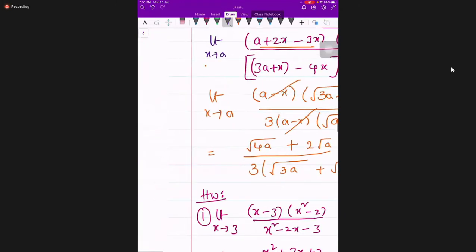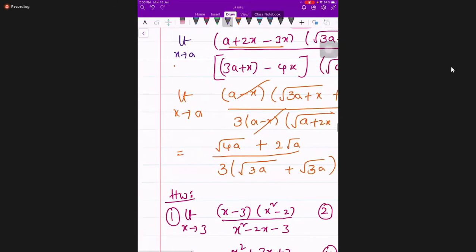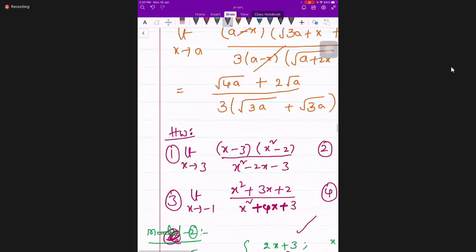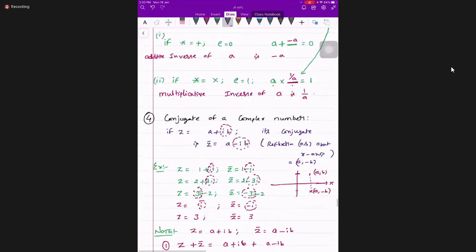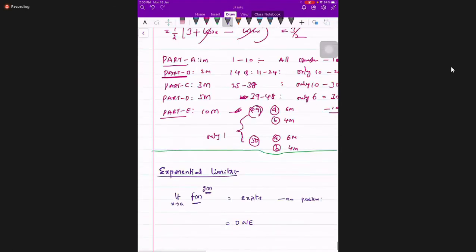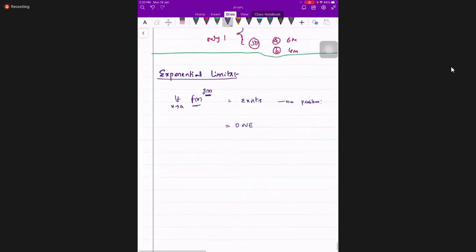So that means if it is in the form of 0 power 0 or 1 power infinity, then how to handle it? Regarding that, we have different methods. My point clear, no, students? Yes, sir.